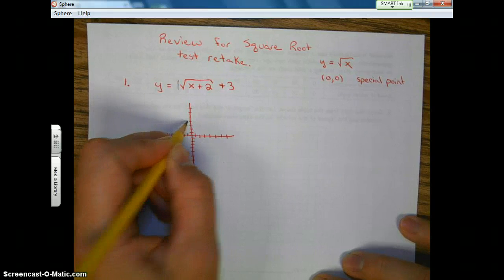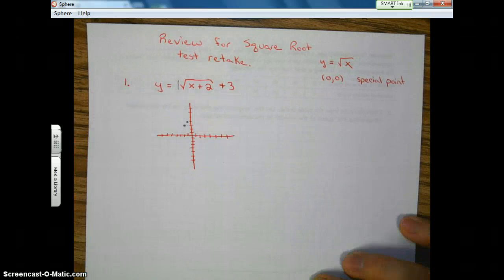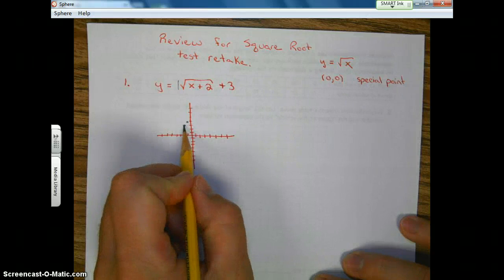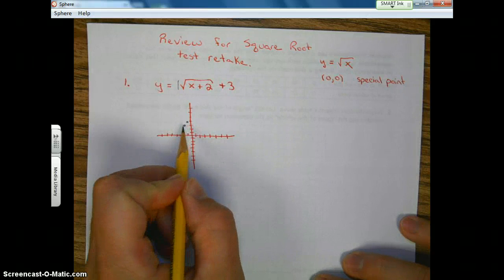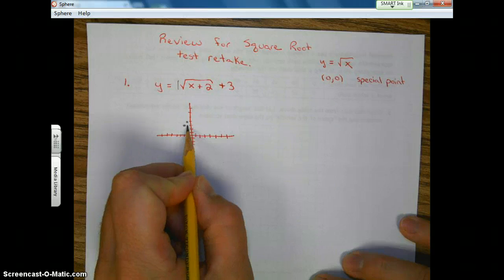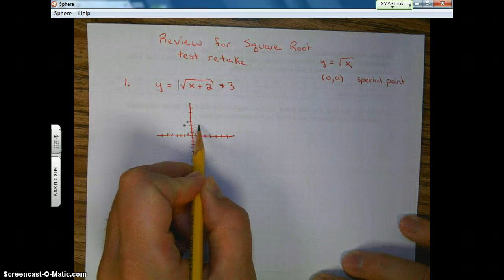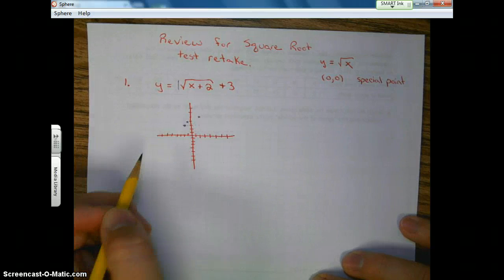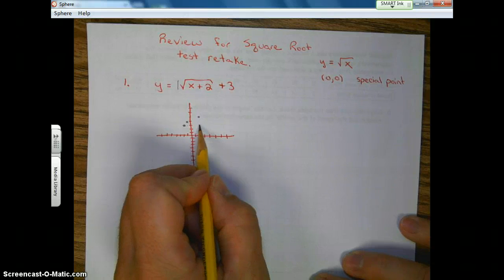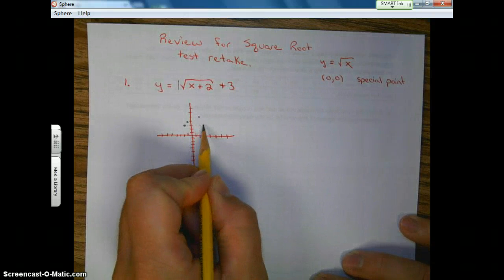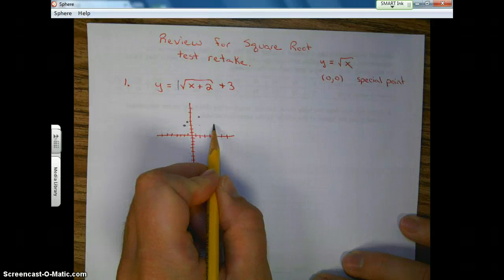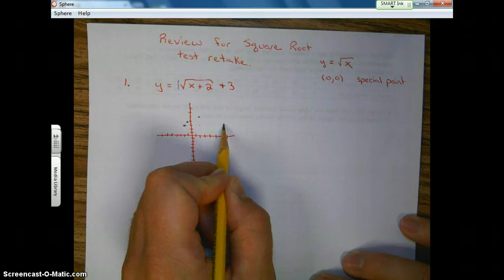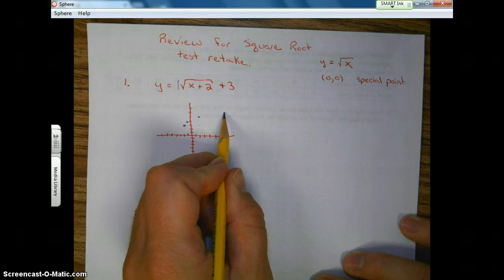Now to get the other points, remember, we need our perfect squares. So we're going to go over 4. 4 is the next perfect square. So 1, 2, 3, 4. And the square root of 4 is 2, so we go up 1, 2. And then the next perfect square is 9. So we go over 5, 6, 7, 8, 9. And the square root of 9 is 3. So we go up 1, 2, 3.